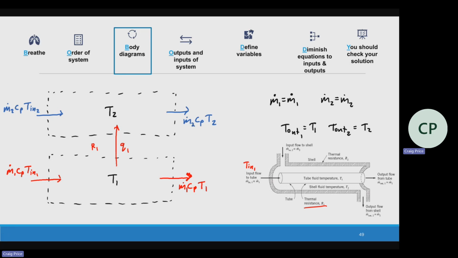Is there anything else that we might be missing? Maybe look at the diagram. Heat out of T2. Yeah, because the shell has a thermal resistance R2. So there's going to be another flow out of there. Again, you can name these whatever you want to, but looking at the problem, I have two different R's. Therefore, I should have at least two Q's. Then for each one, I've got an input mass flow rate and output.